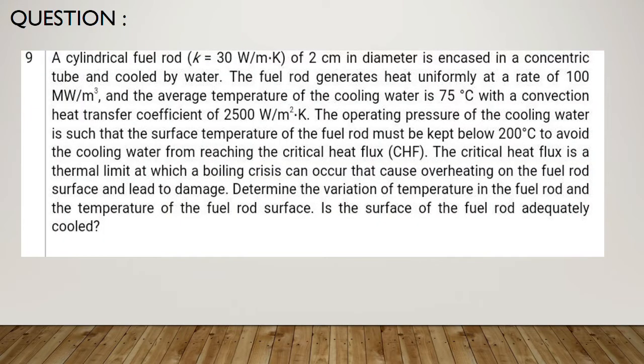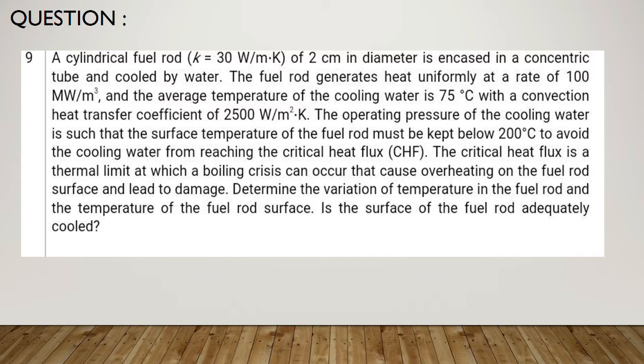The question we got to answer for this video is: a cylindrical fuel rod of thermal conductivity K equals 30 watt per meter Kelvin, 2 centimeter in diameter, is encased in a concentric tube and cooled by water. The fuel rod generates heat uniformly at the rate of 100 megawatt per meter cube, and the average temperature of the cooling water is 75 degrees Celsius with the convection heat transfer coefficient of 2500 watt per meter cube Kelvin.